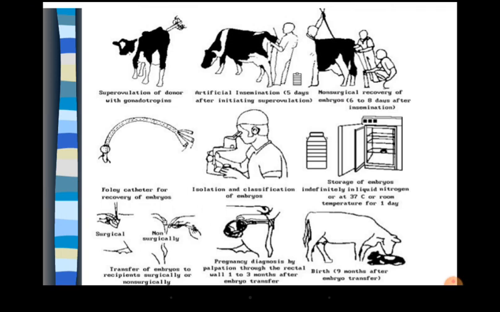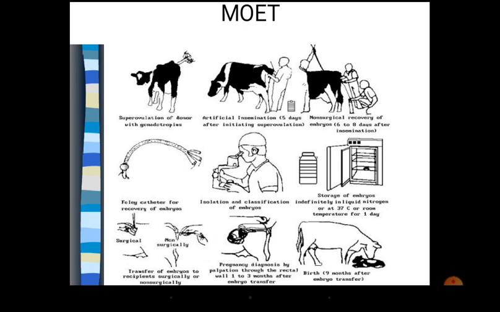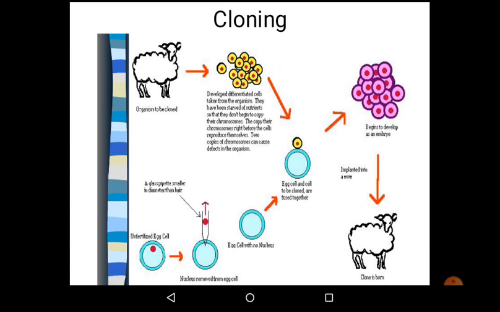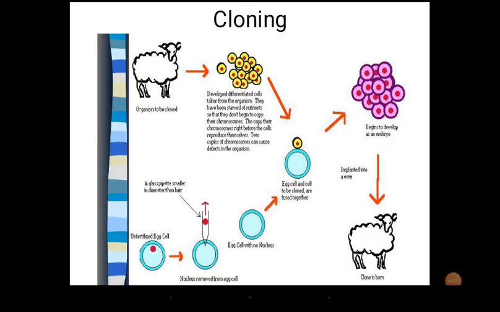This is the biggest advantage of MOET, and the biggest genetic advantage of MOET. So that can be thought of for implementation of faster genetic progress. I think we will just see what cloning is. In one or a few slides I will show you what cloning is.